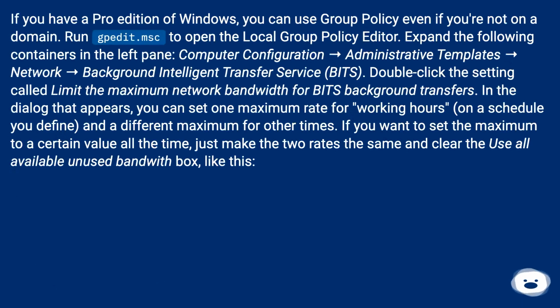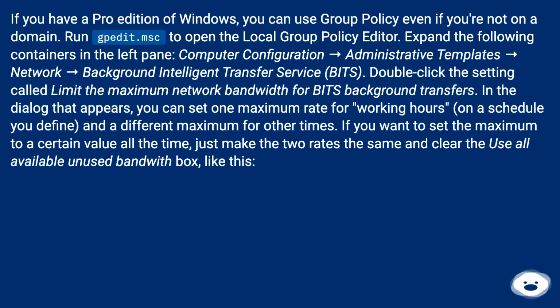If you have a Pro edition of Windows, you can use group policy even if you're not on a domain. Run gpedit.msc to open the local group policy editor. Expand the following containers in the left pane: Computer Configuration, Administrative Templates, Network, Background Intelligent Transfer Service, BITS. Double-click the setting called Limit the maximum network bandwidth for BITS background transfers.